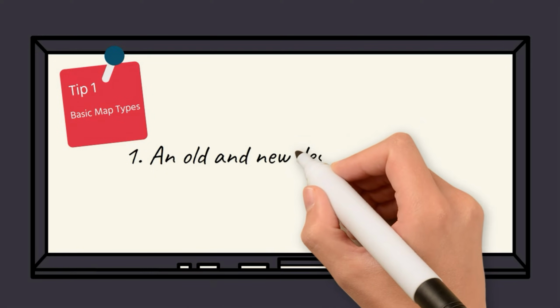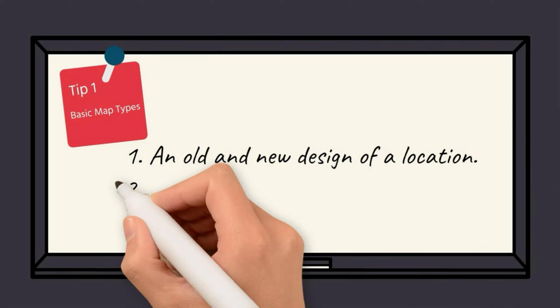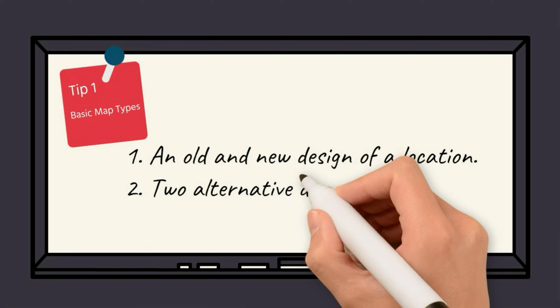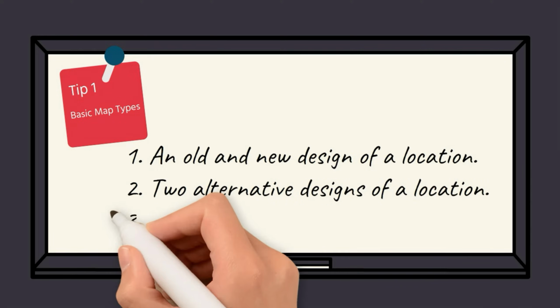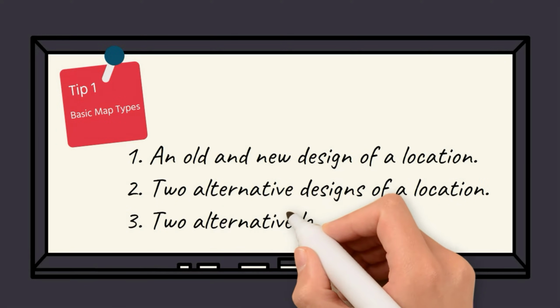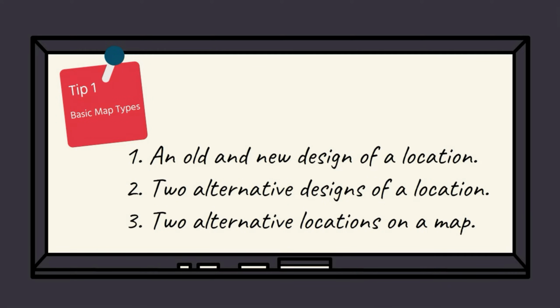Tip 1, basic map types. In IELTS writing task 1, map questions can also be referred to as comparison diagrams, plans, or designs. There are 3 common map types. First, the old and new design of a location. Second, 2 alternative designs of a location. Third, 2 alternative locations on a map.